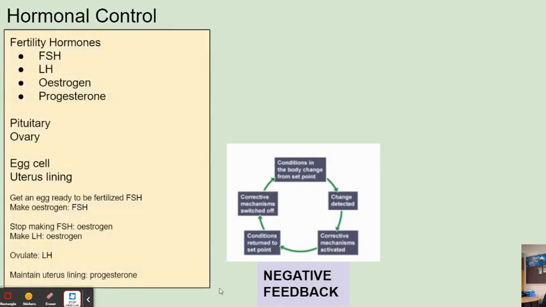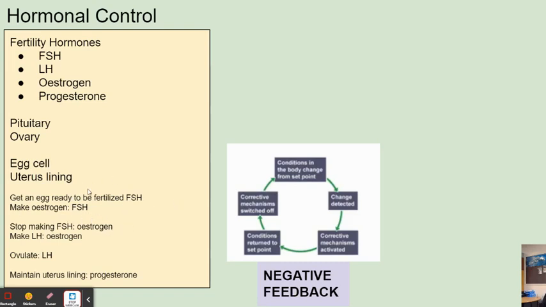Okay, the first set of hormones we're going to talk about are the ones that control female fertility. There are 4 of them. You can refer to the first 2 hormones by their acronyms: FSH, follicle stimulating hormone, and LH, luteinizing hormone. Estrogen and progesterone are the other 2. Now, these hormones are either made in your pituitary gland or in your ovary, and they are acting on egg cells in your ovaries and the lining of your uterus. So we're thinking about controlling fertility.